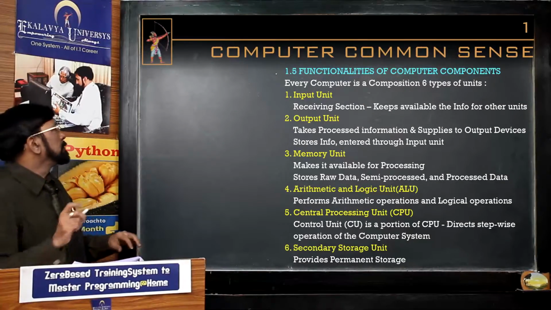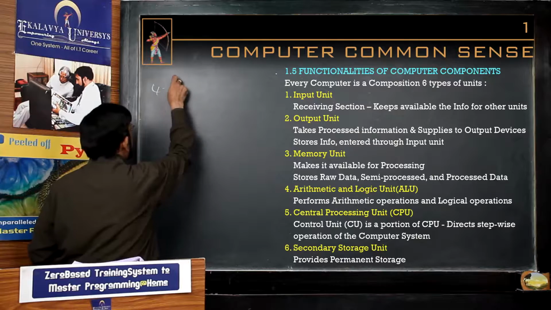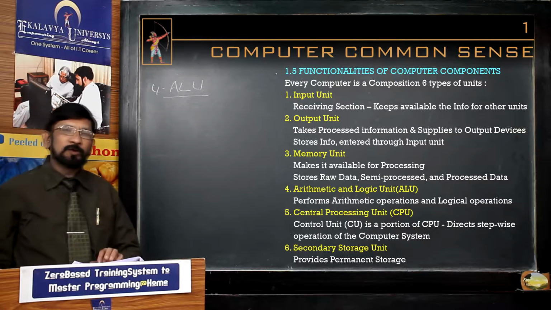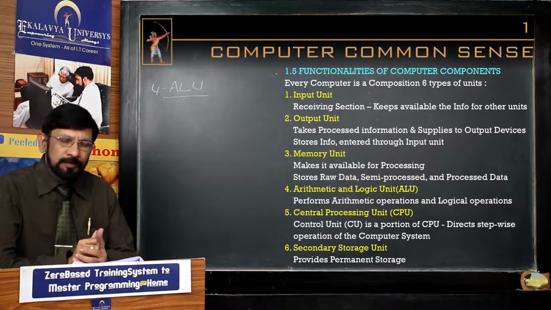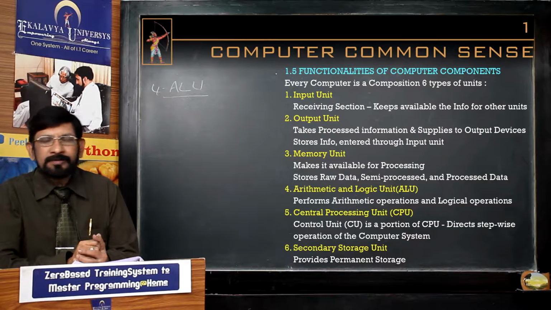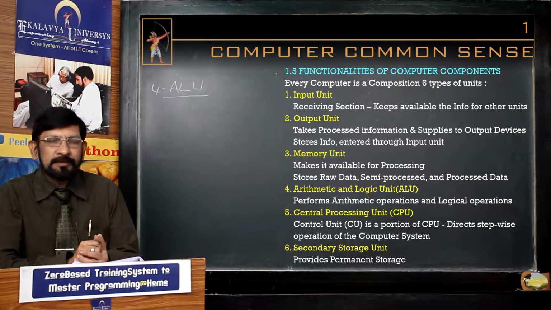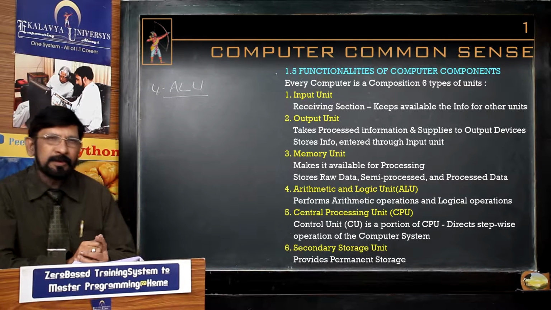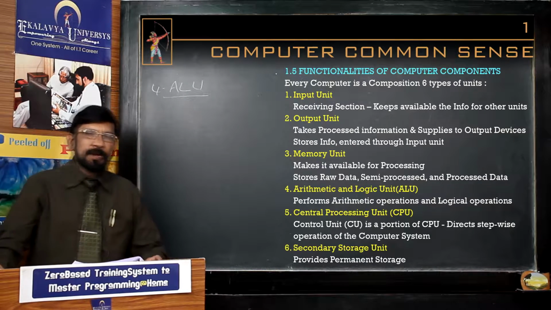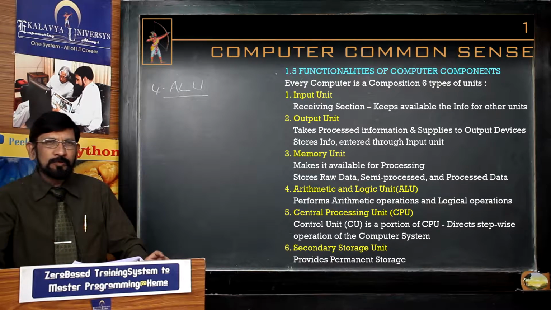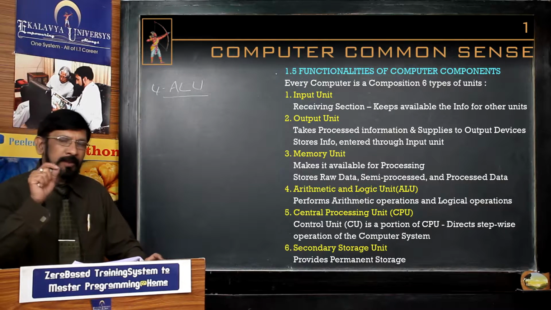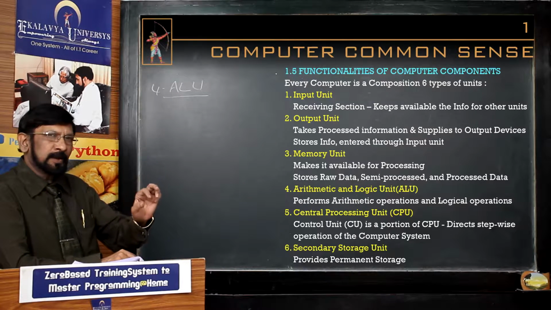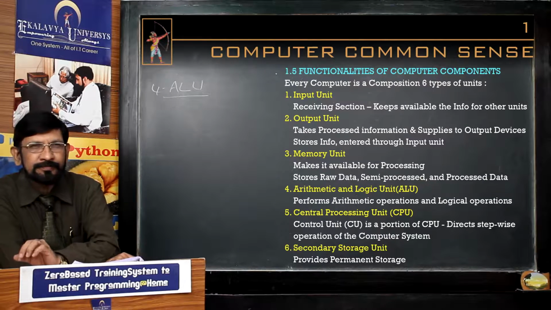The fourth unit is ALU, arithmetic and logic unit. You know already the importance of arithmetics, that is plus, minus, division, multiplication, and all that. Why? What is the need of arithmetics? You may not know the real use of logical operations. This arithmetical logical unit performs both the operations, arithmetical operations as well as logical operations.